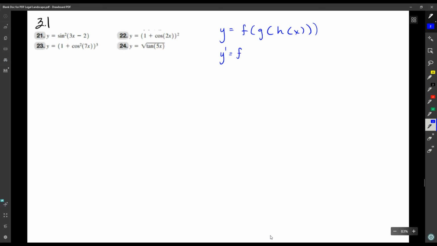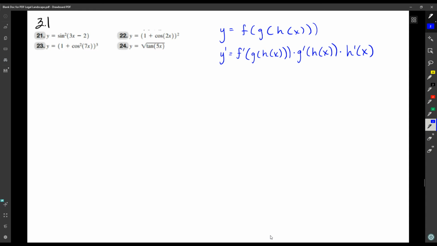First, differentiate the outside function f, leaving the middle and the inside alone. So f prime of g of h of x. Then multiply by the derivative of the middle function evaluated at the inside. So now we're looking at g prime of h of x. And finally, the derivative of the inside function. So we do just get an added link to that chain rule.